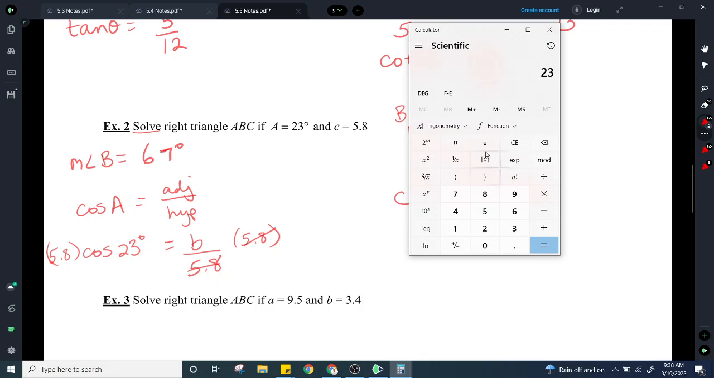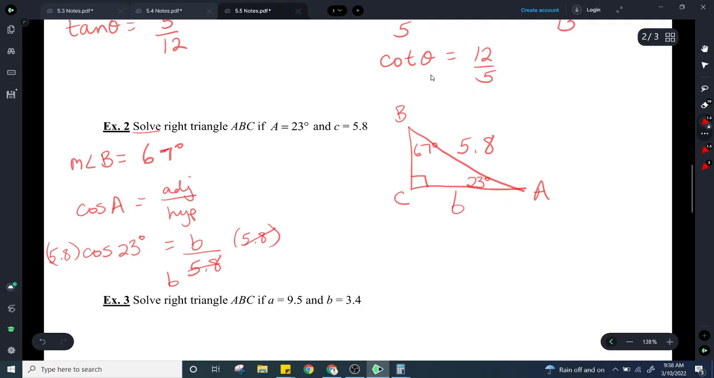So I'm going to do 23. The cosine of that, so there it is, the cosine of 23 degrees times the 5.8 gives me a value of 5.3389, so about 5.3. So that means that side B is equal to 5.3. And that should make sense because if 5.8 is the hypotenuse, that side should be shorter than that. If it were bigger than 5.8, we'd kind of question it.